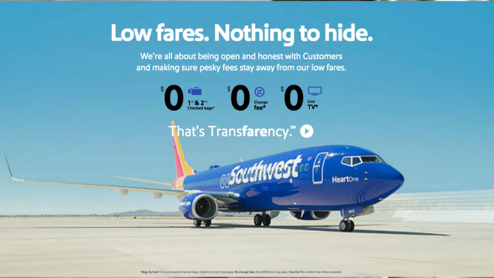A more recent example of IMC is the Southwest Airlines Transparency campaign. The airline used television, radio, print, and digital to expose hidden fees provided by other airlines. What makes this integrated is the fact that all of their communications, including the corporate website, leverage this theme with consistent messaging and images. That's integrated marketing communications.